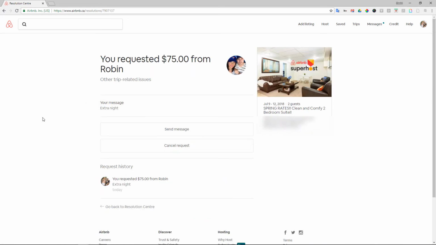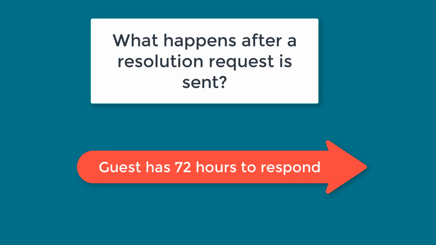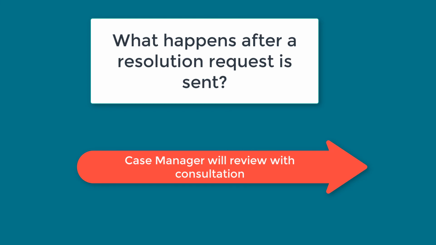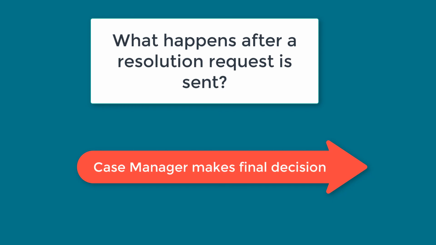Now that your request is sent, the guest has 72 hours to either accept, decline, or offer a different amount than what you requested. If the 72 hours expires, you can then return back to the Resolution Center, and there will be a button which you can select to involve Airbnb. If you choose to involve Airbnb after 72 hours has elapsed, a case manager will be assigned to the resolution case, where they will review the information by you and your guest, and they will make a final decision. Quite often, the case manager will contact you and the guest and try to come to an understanding before making their final decision, which truly is final.